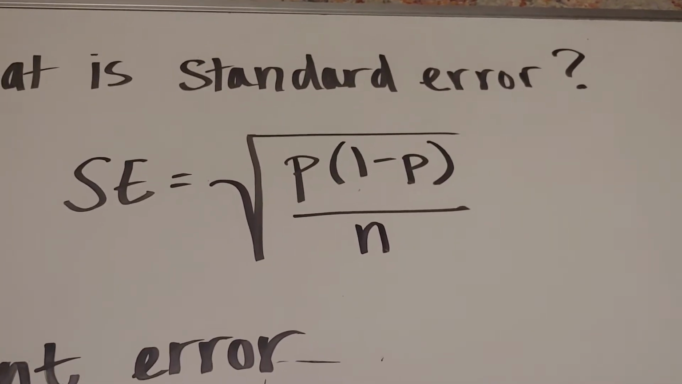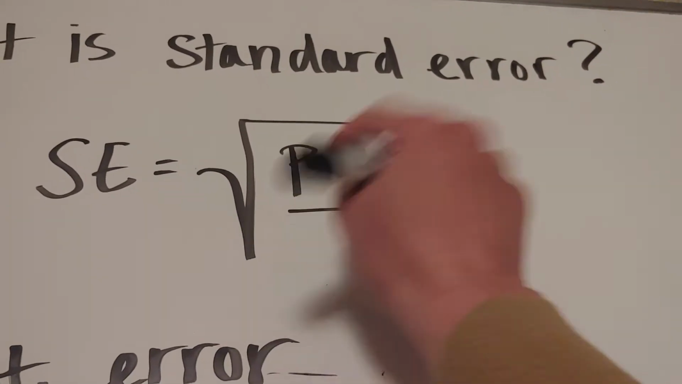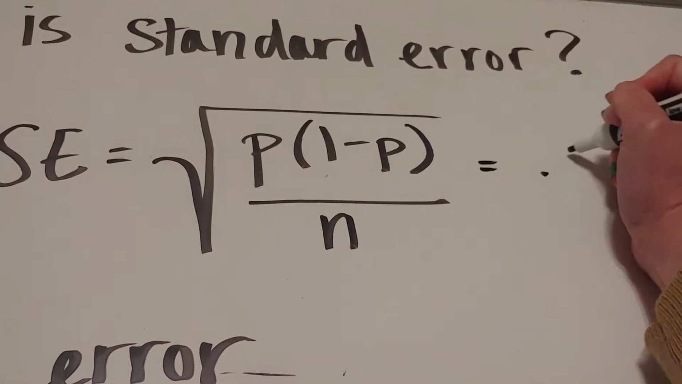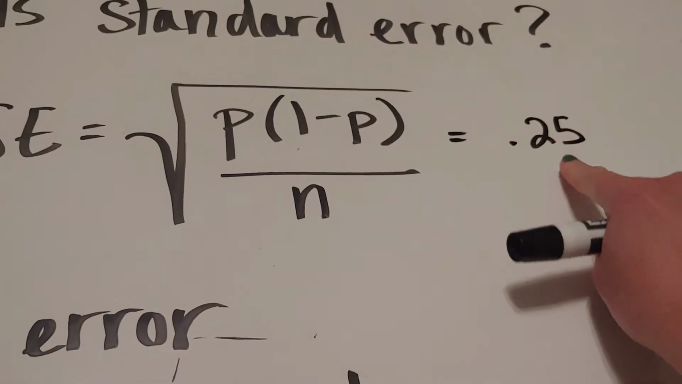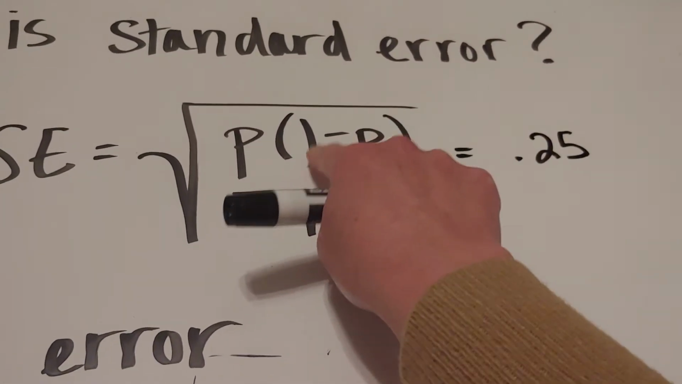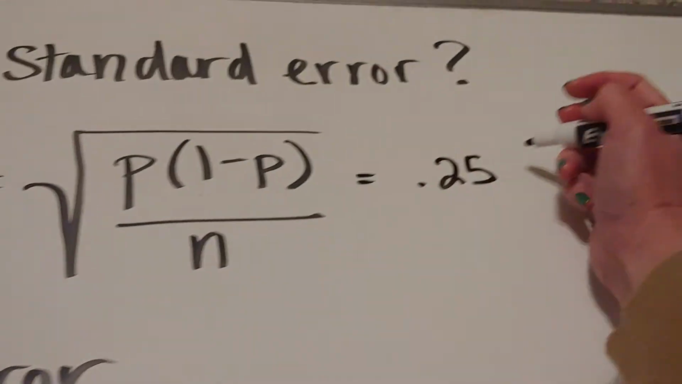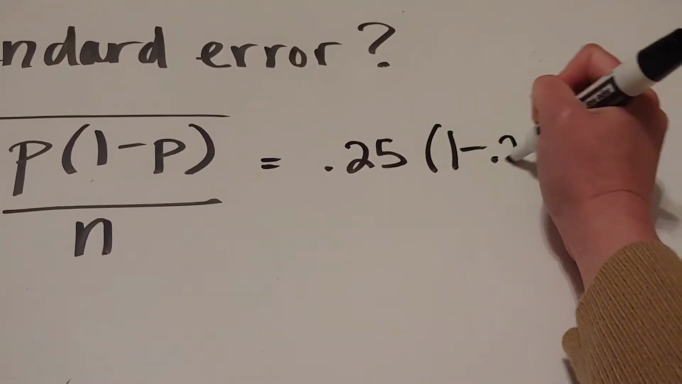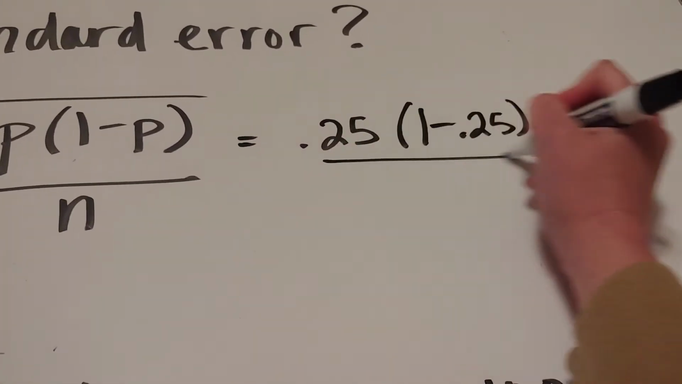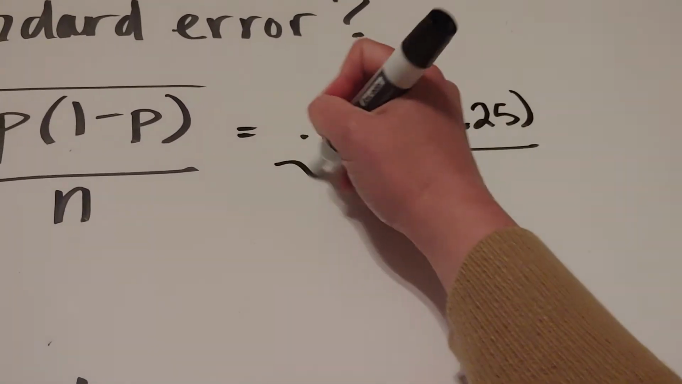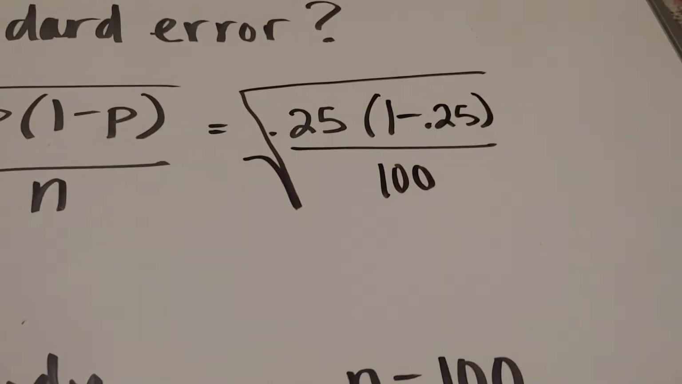So what you do is you plug in your percent fact, which for this made up example is 25%. Right next to it is 1 minus P. So that would be 1 minus 0.25. And then we're going to divide by our sample size. And all of it goes under square root.